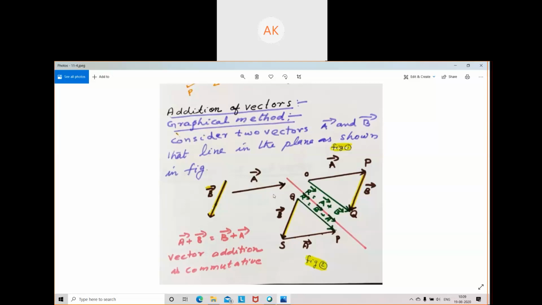So now, what is given to you? Two vectors, vector A and vector B, are given to you, and you are asked to find A plus B. Vector A plus vector B. That is what you have to find out. So what you have to do is, at another place near to it, you have to represent vector A. First you measure this length. Suppose it is 5 centimeter.